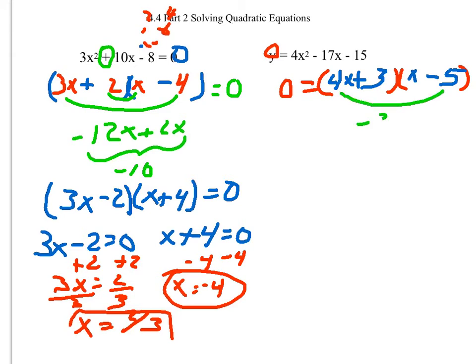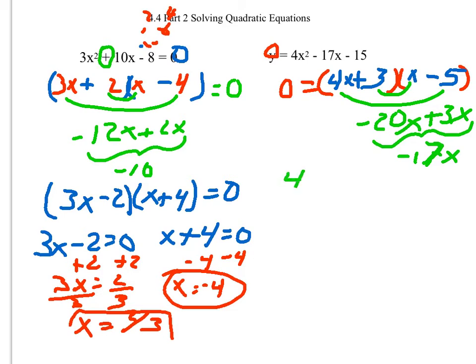Outsides would give us negative 20x. Insides would give us plus 3x. And that does give us that middle term that we're looking for of negative 17x. So now it's just a matter of setting each part equal to 0. So we'd have 4x plus 3 equals 0. And x minus 5 equals 0.